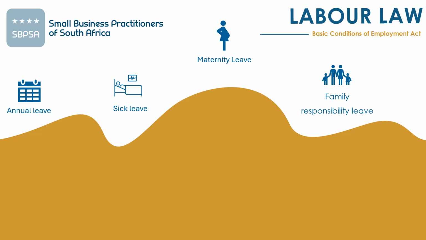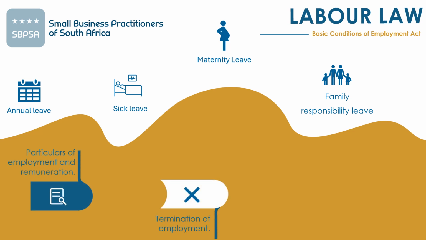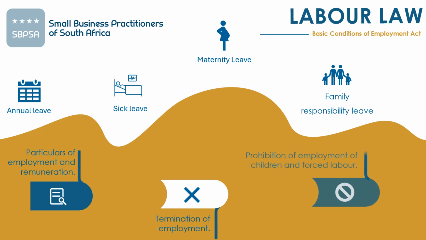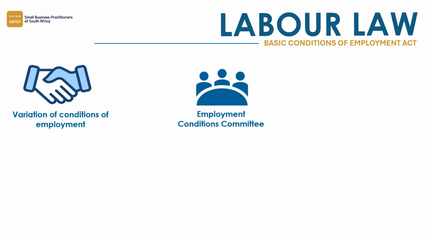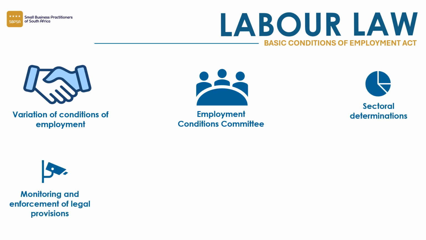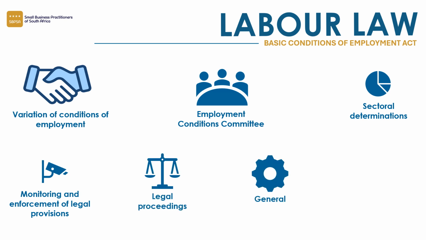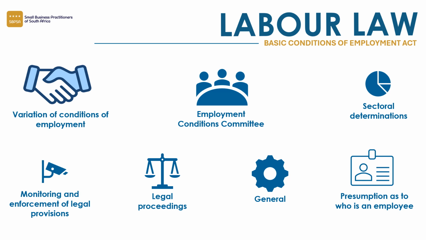Except for the leave, the labor law lists many other factors to consider via the Basic Conditions of Employment Act. The list that will follow are some of those many factors. 1. Particulars of employment and remuneration. 2. Termination of employment. 3. Prohibition of employment of children and forced labor. 4. Variation of conditions of employment. 5. Employment Conditions Committee. 6. Sectoral determinations. 7. Monitoring and enforcement of legal provisions. 8. Legal proceedings. 9. General. 10. Presumption as to who is an employee.